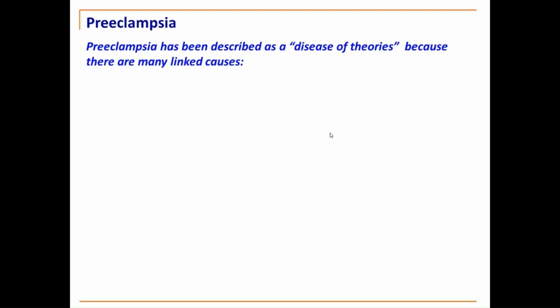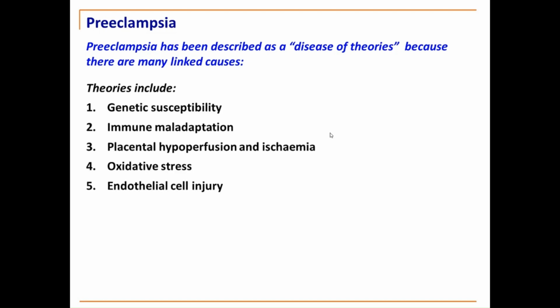So preeclampsia has been described as a disease of theories because there are many linked causes. And then we're going to go through some of these potential theories. So there's the genetic susceptibility, the immune maladaptation such that rejection occurs, placental hypoperfusion and ischemia, oxidative stress, and endothelial cell injury. So I want you to just have each of those 5 little theories in your head. So the genetics, the immune system, hypoperfusion, ischemia, oxidative stress, and endothelial cell injury, because they all link in together in the theories behind preeclampsia pathophysiology.